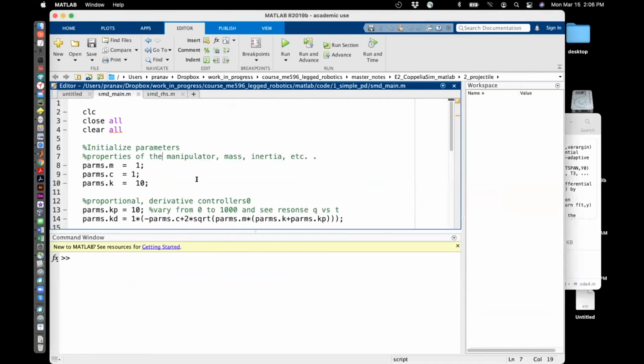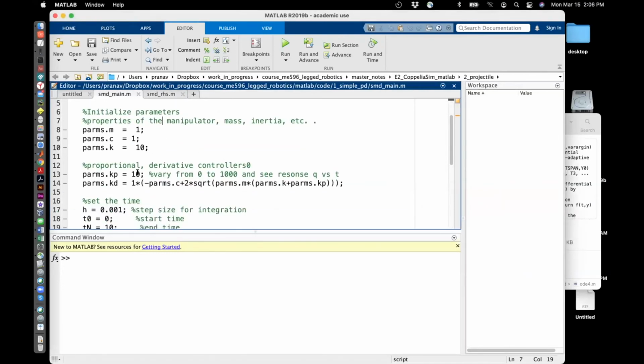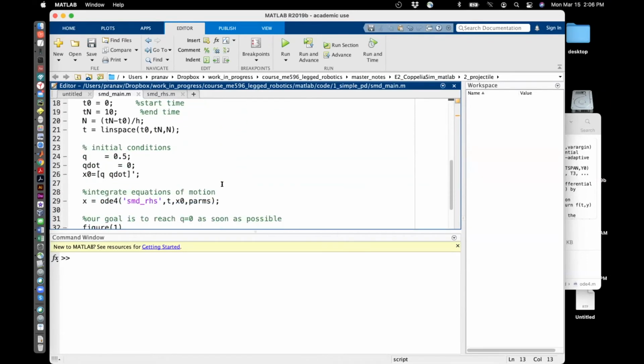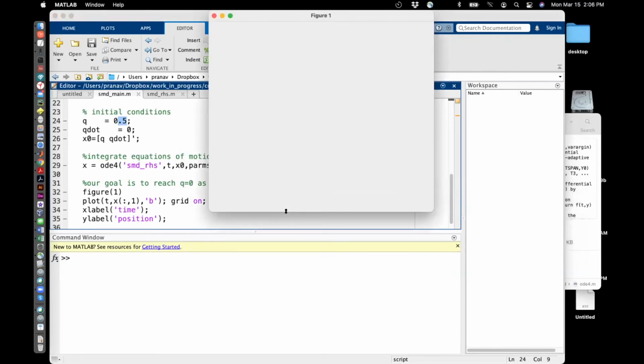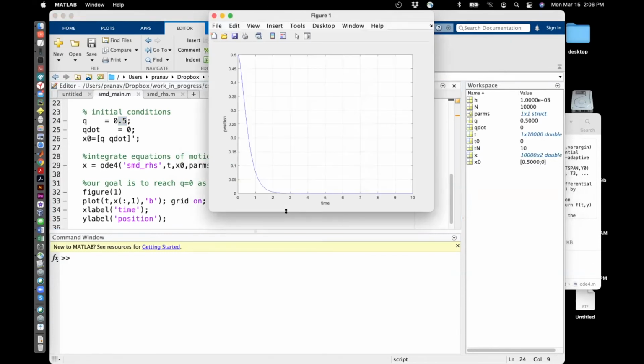Okay. So what I did was initially I set kp to be, let's say, 1, and then kd comes from the formula I wrote down, right? And so let's simulate the system with 0.5 as the initial condition. Okay, so this is a plot of position x versus time, and you can see it takes close to 3 seconds for the system to go back to 0.